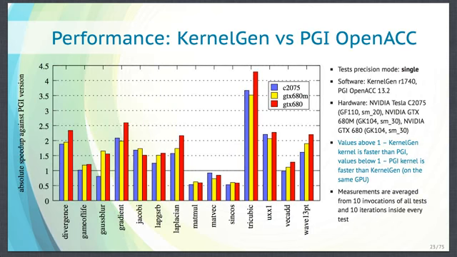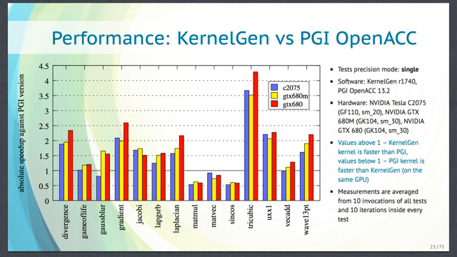Okay, so this is the performance chart. Let me explain what these columns mean. So here is the 1 level. The 1 level means that the column with height of 1 denotes KernelGen performance is the same as PGI OpenACC performance. We have the newest KernelGen revision here and the newest PGI OpenACC compiler.